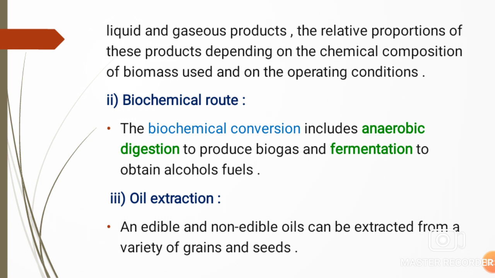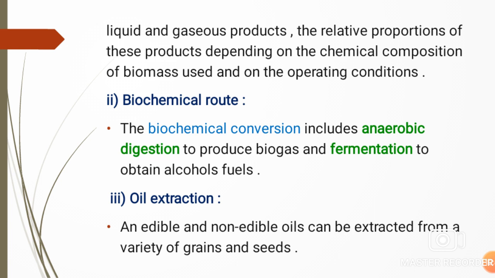That means the byproducts are the charcoal and liquid and gaseous products, but the proportion of these products depends on the operating condition as well as on the chemical composition of the raw material or the biomass. So the proportion depends on those two quantities.